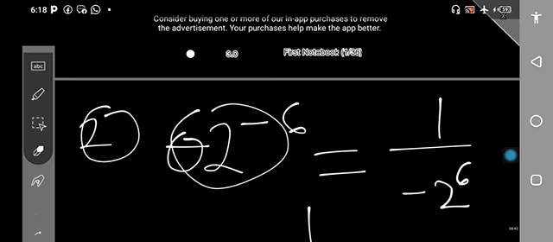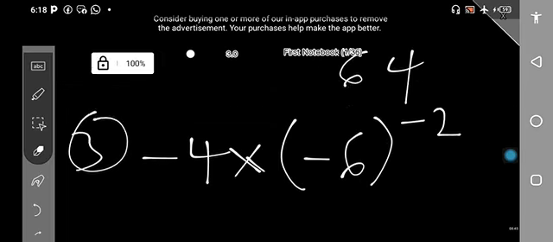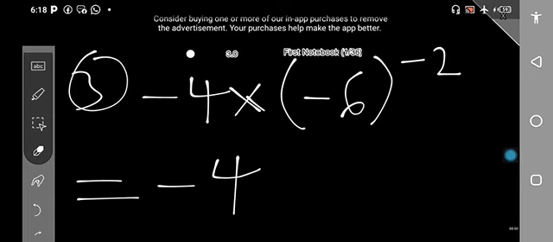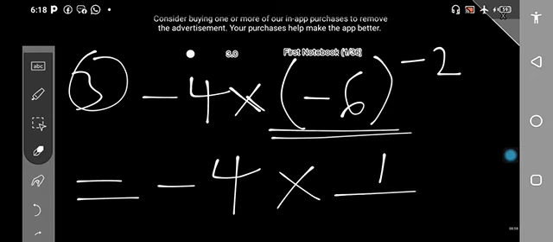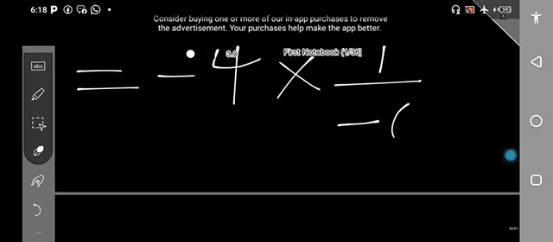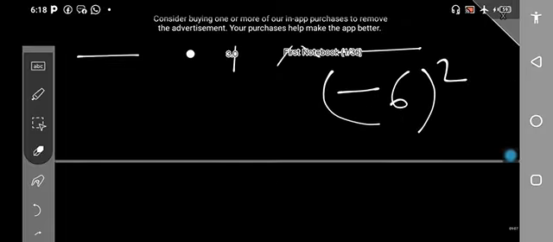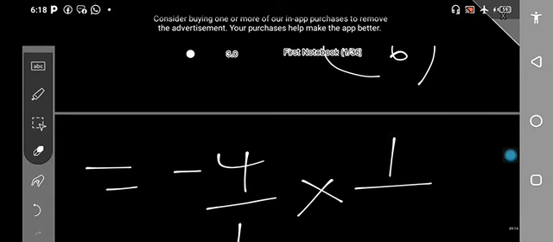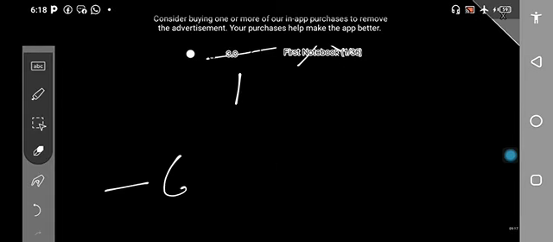All right, so let's move on. Now we have minus 4. Minus 4 is not having any power, so we leave it like that. So we are concerned with this one, which becomes 1 over minus 6 raised to the power of 2. All right, so this becomes minus 4. You can write minus 4 over 1 multiplied by 1 over minus 6 raised to the power 2. We have minus 6 raised to the power of 2. This means minus 6 times minus 6.